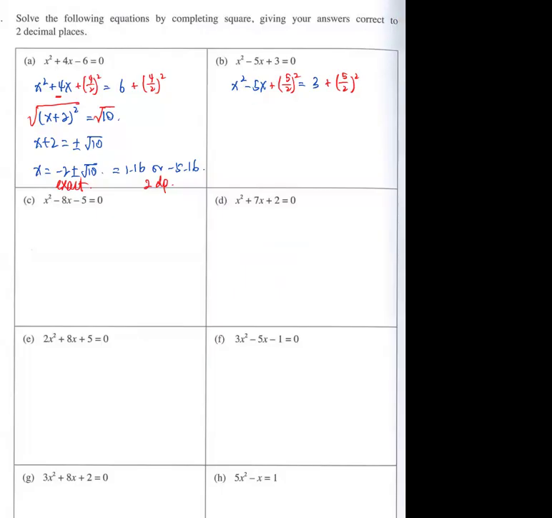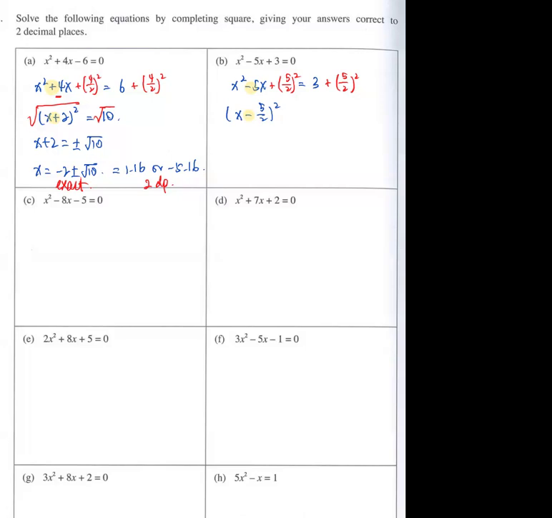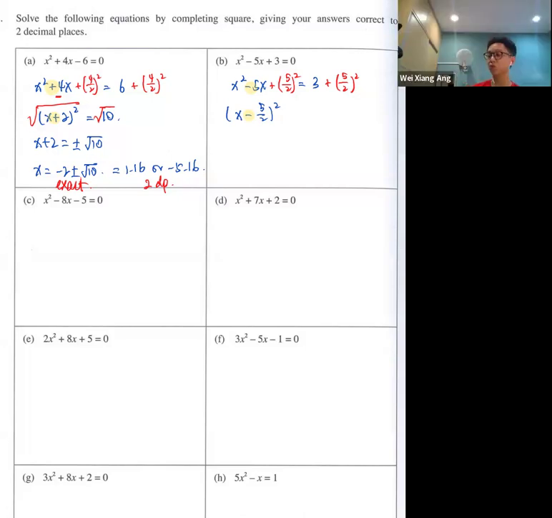Okay. Now, after this, I'm going to factorize. If I factorize, this will be x minus 5 over 2 squared. It's minus. Why? Because whether it is plus or minus after you factorize depends on the sign of your x term. A common mistake here, students will always write plus when it's supposed to be minus.